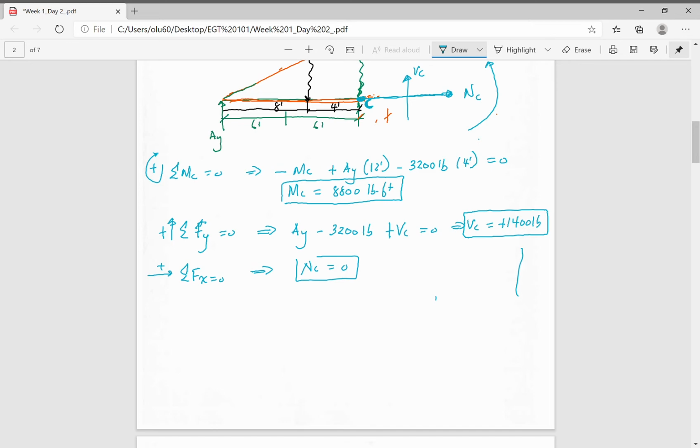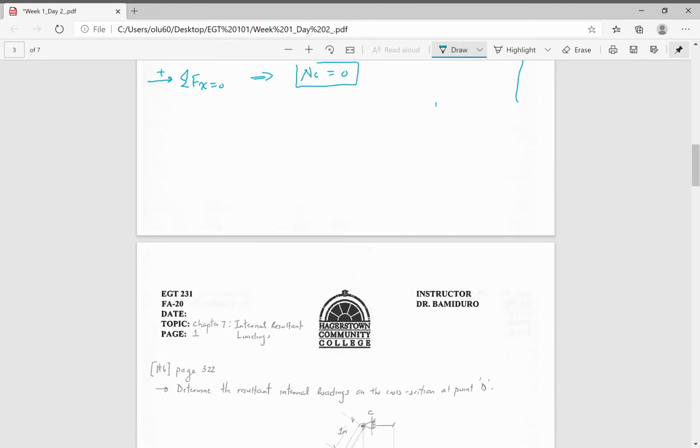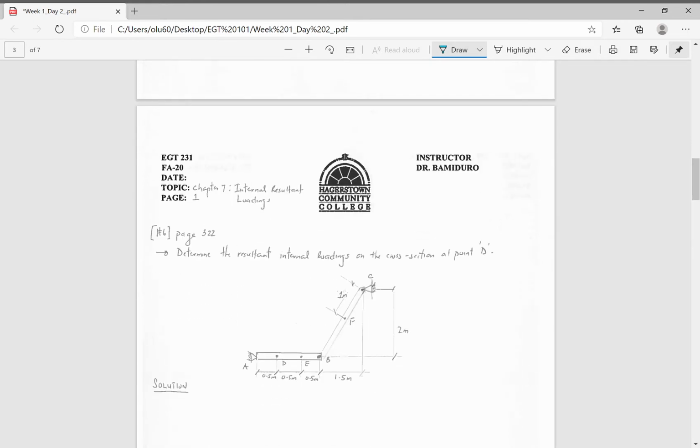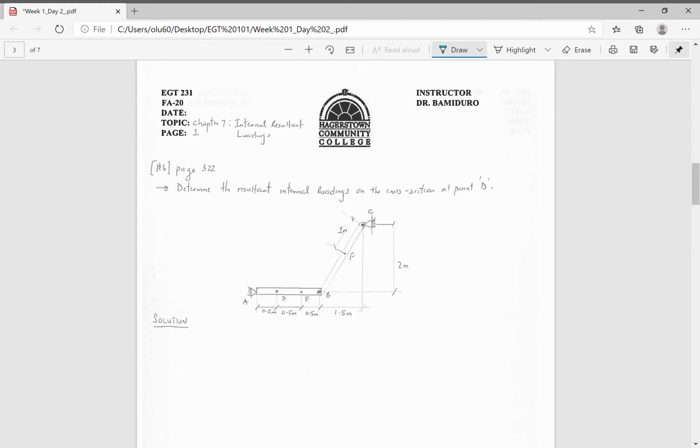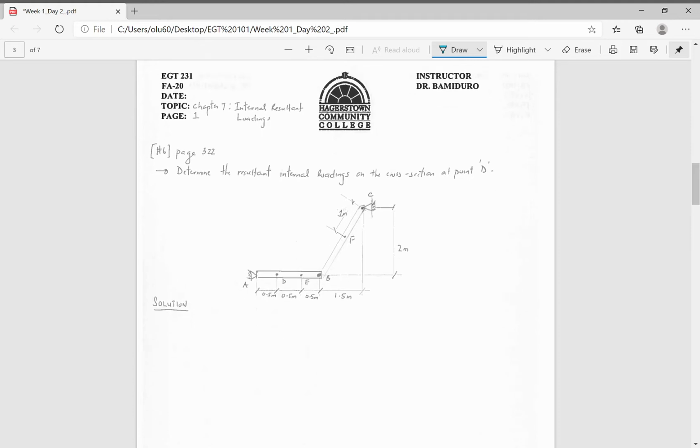Okay, class. Let's pick back up from where we left off. We're going to do number 6. In this example here, which is located on page 322, we typically determine the internal loadings on the cross section at point D. Okay, this is at point D here.